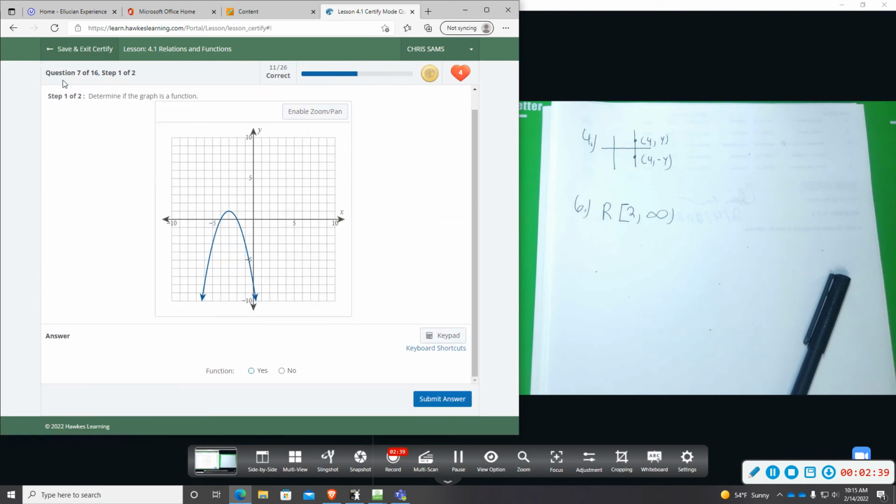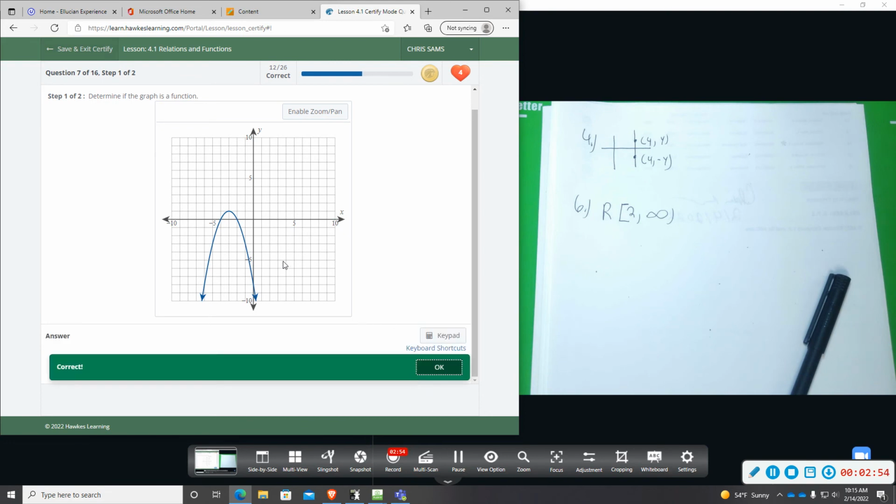All right, number 7, we're going to do the same thing, determine if it's a function. Again, this graph will pass the vertical line test, meaning any vertical line will only cross exactly one time. So yes, it's a function.